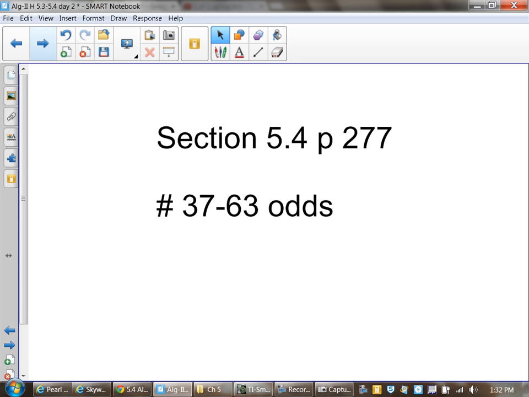5.2 is all about factoring. 5.3 and 5.4 are equation solving with quadratics. And then the tail end of 5.4 was working with imaginary numbers like this.